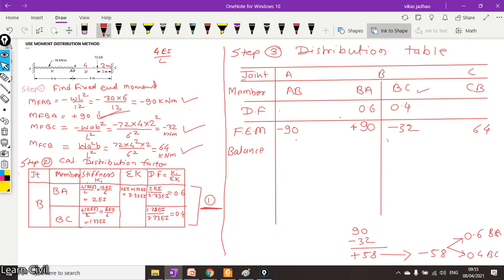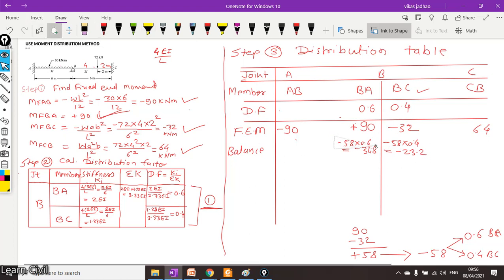So minus 58 multiplied by 0.6, we will get minus 34.8, and here again minus 58 into 0.4 is equal to minus 23.2 kilonewton meter. These are the balancing moments which are applied.